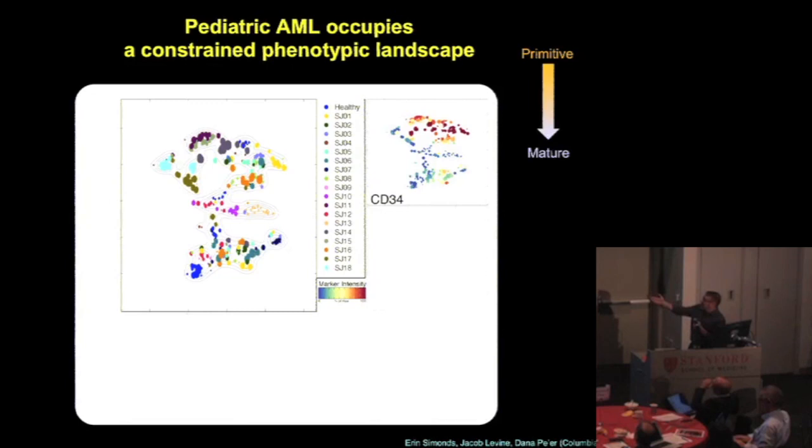So the first thing to notice is that it's not a completely disorganized mess. Despite the fact that you've got all these different patients, they're actually found within a relatively limited space, right? In other words, the AML cannot be anything it wants. It's still bounded by its history of what it once was. It still has genetic programs that keep it under control, and it will recapitulate certain orders. It's a distorted order. It's not what you expect from normal hematopoiesis, but it is certainly what an oncologist would look at and say, yeah, I see these kinds of things again and again.